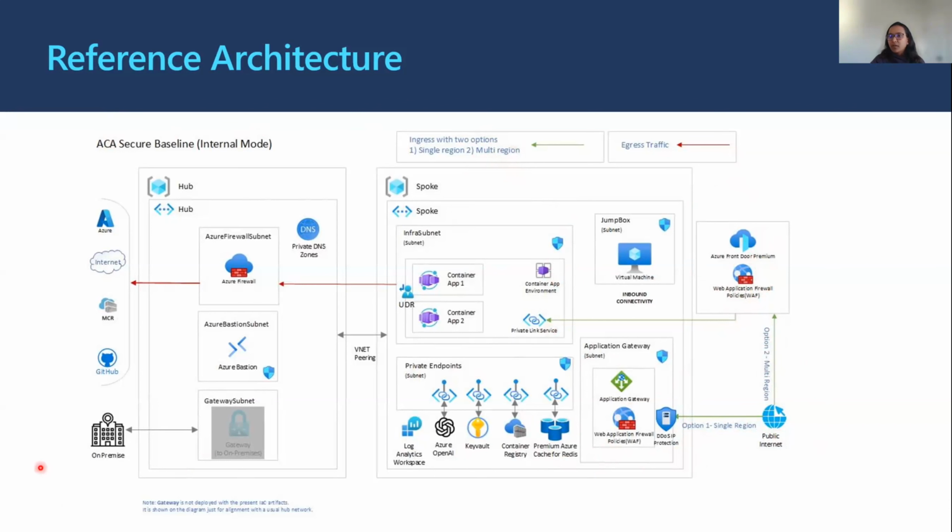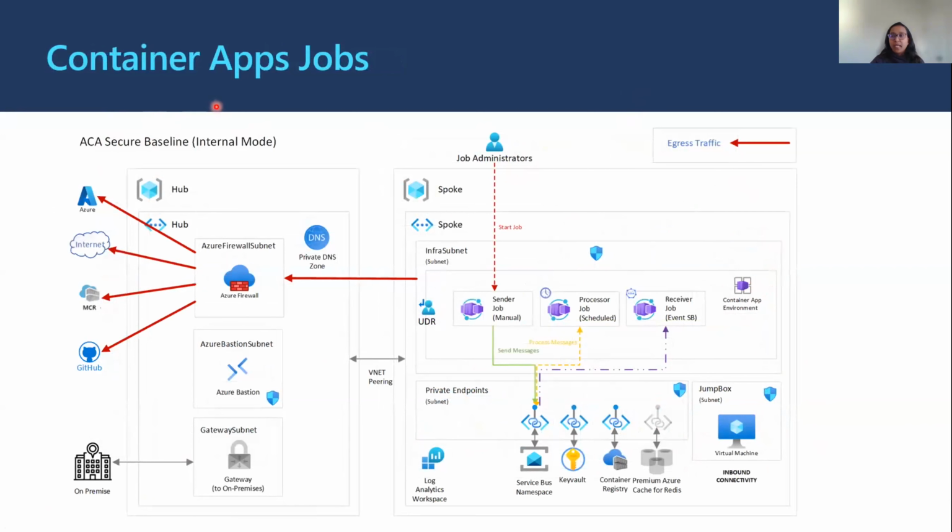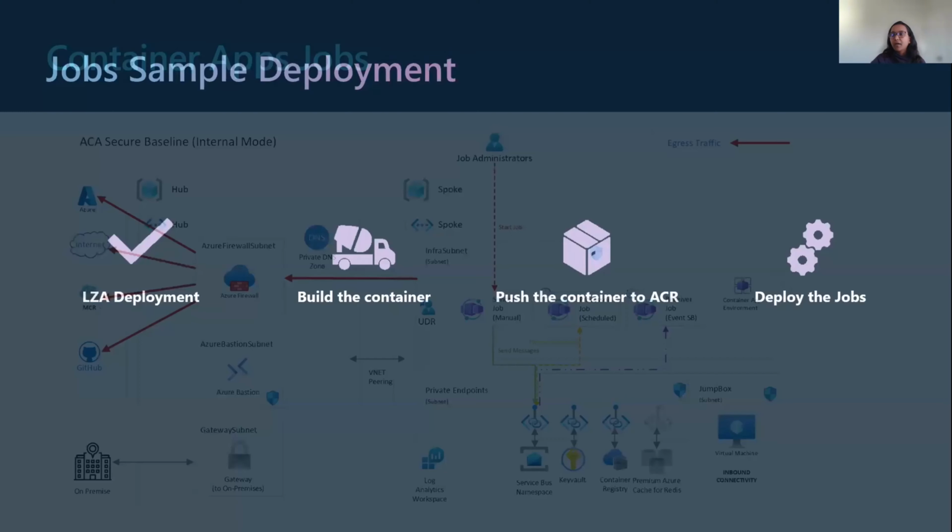And this one is focusing on the container apps. We also have a container apps jobs-based architecture as well. Here you can see there are 3 job resources that have been provisioned. This sample clearly focuses on one for manual, one for scheduled, and one for event-based triggers. And these are the reference implementations that we have.